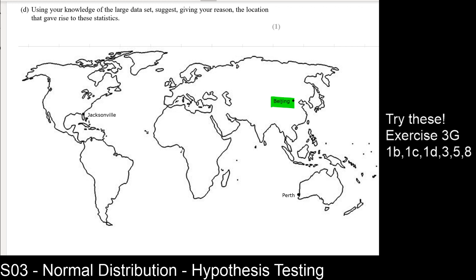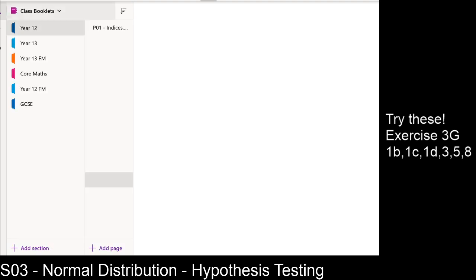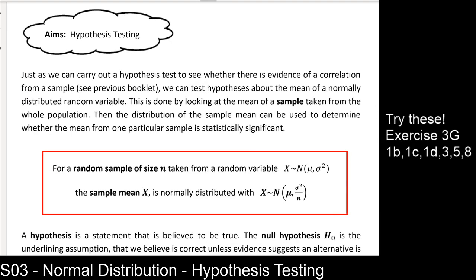So that was just a starter question, and I'll later today put up a new starter question for you to do tomorrow. But for now, we're going to get into the hypothesis testing for normal distribution.